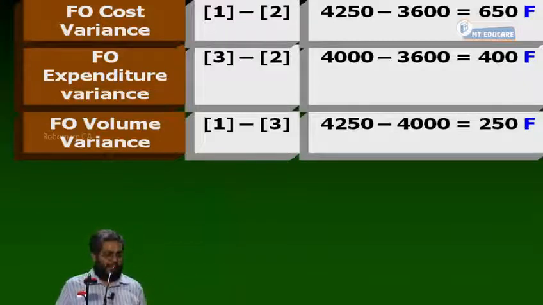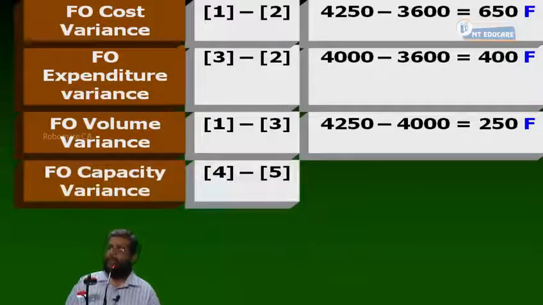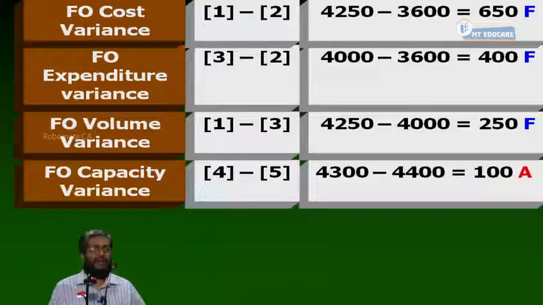Volume, please branch it into 3. First branch is what? Fixed overhead capacity variance. Formula is what? 4 minus 5. It is how much? 100 adverse. 4 minus 5, 100 adverse.